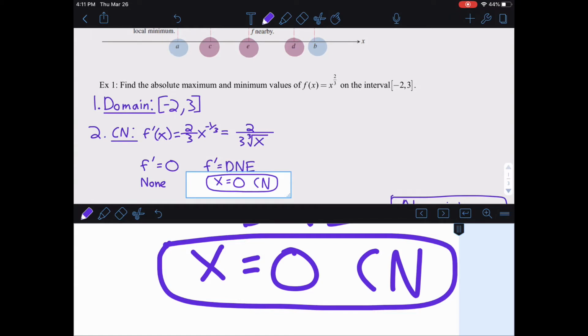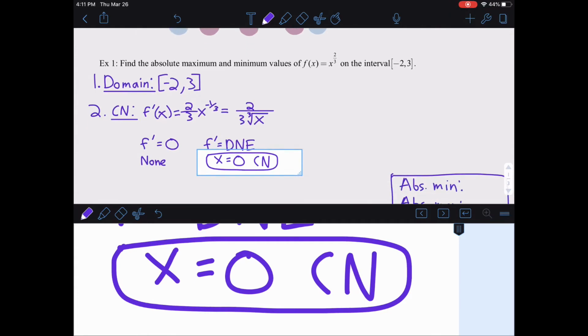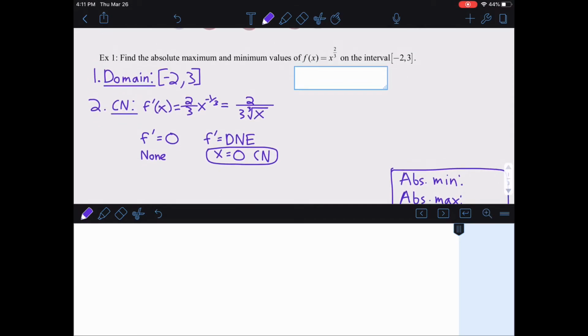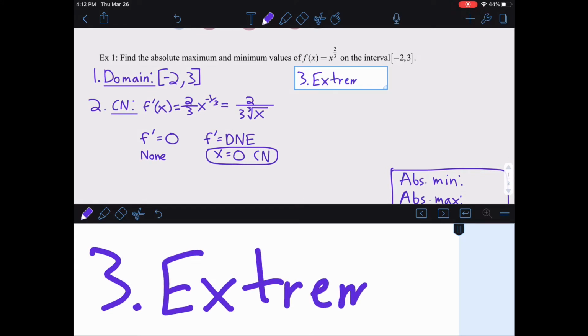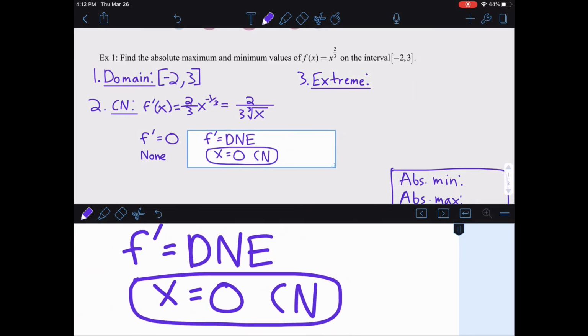Okay, so a lot of people like to go from here and just start answering the question, but we cannot skip step 3. Step 3, probably the most important step. I'm going to come over to the right here because I don't think I have enough room down there. Step 3, I like to call the extreme step, because this is where we're going to determine, is my critical number going to give me an extreme value? Now here's the thing, not every single critical number is going to give you a max or a min, okay? And this is something we'll talk about later on.